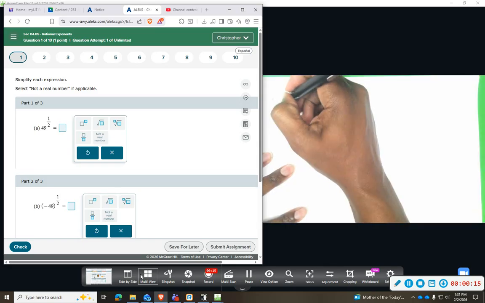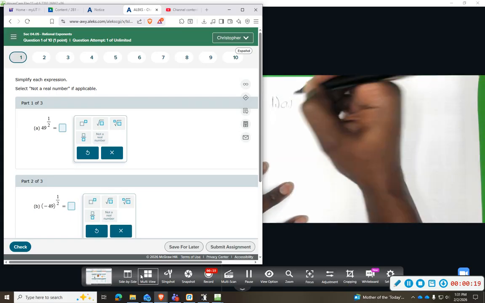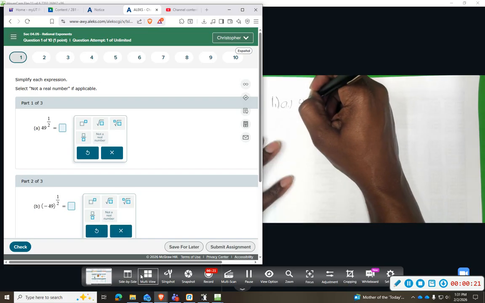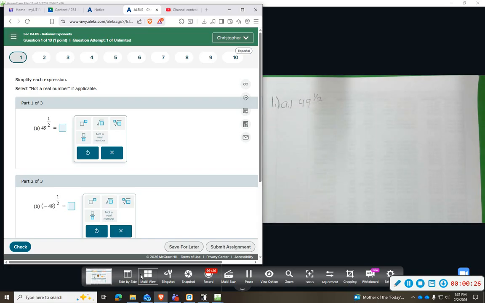All right, so the first part, I need to get a new marker. First part is 49 raised to the 1/2 power. Yeah, let me see if I can get a different one.